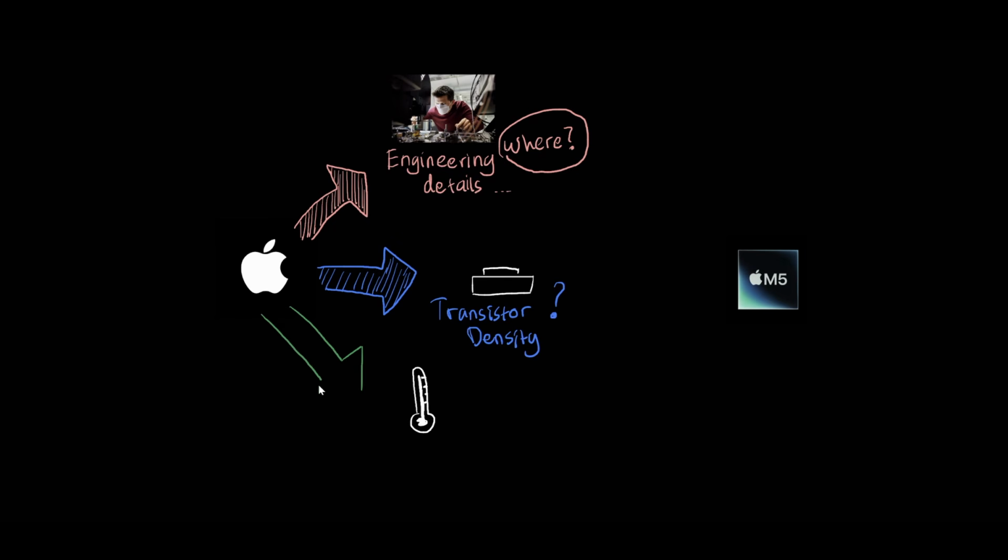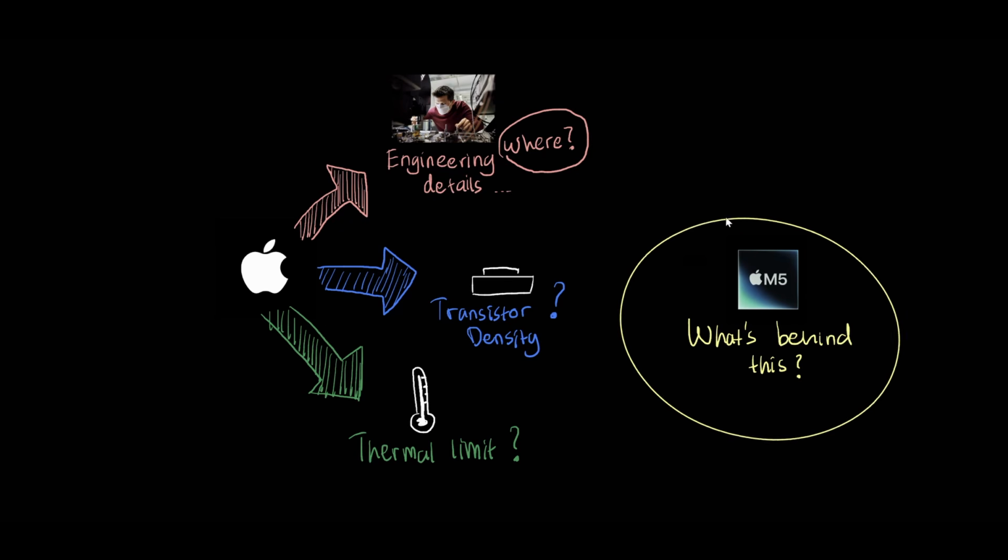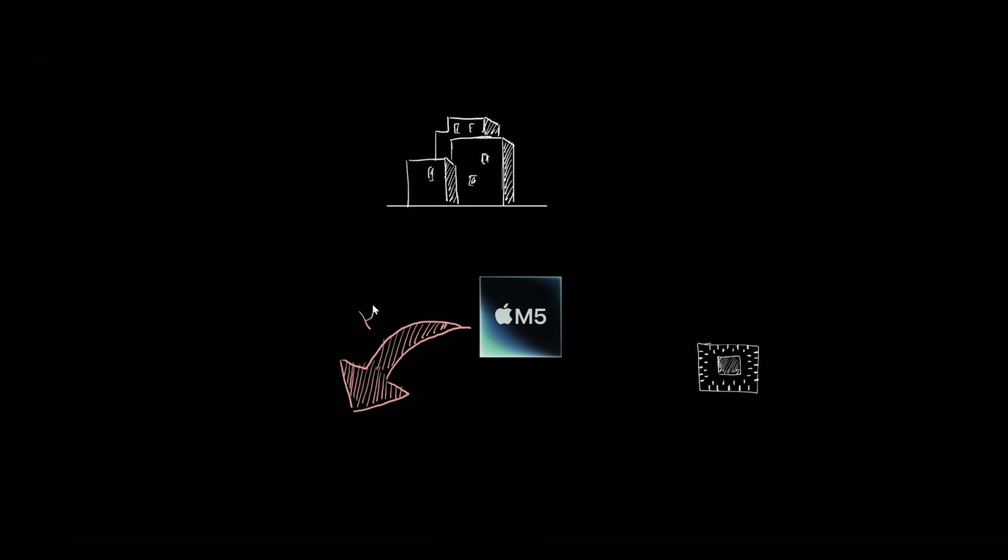But since Apple never publishes the real engineering details, they don't tell you the transistor density or explain the thermal constraints. We'll dig into the expert analysis to reverse engineer the Apple M5. Let's start by looking at how the chip was manufactured.